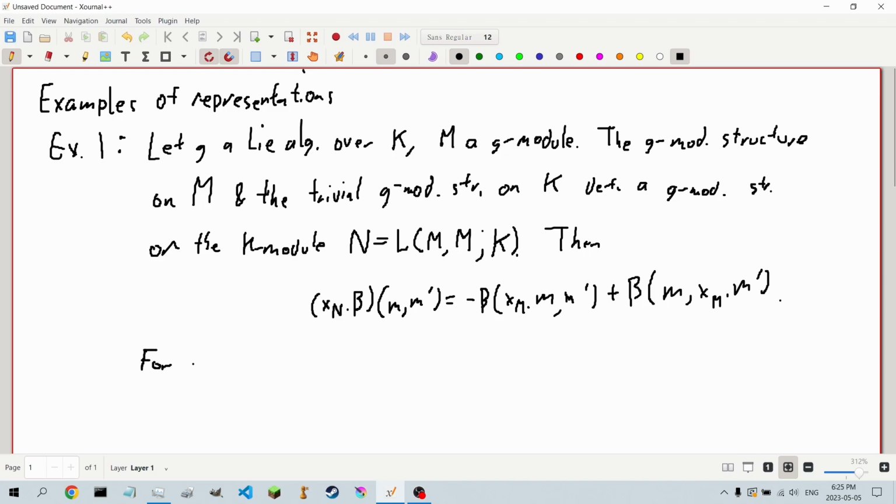So for a given beta in N, given by a linear function on M into K, the set of X in G such that the action of X on beta turns into the zero map is a subalgebra of G.